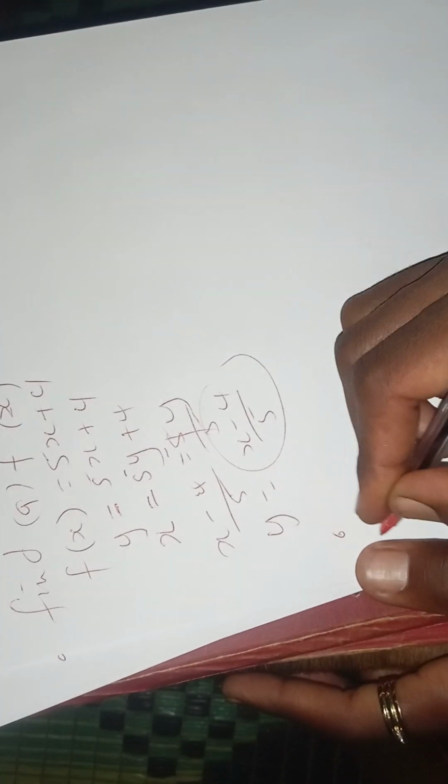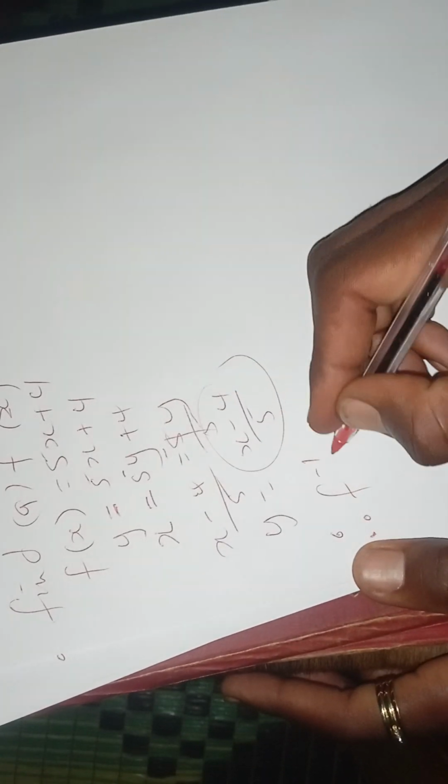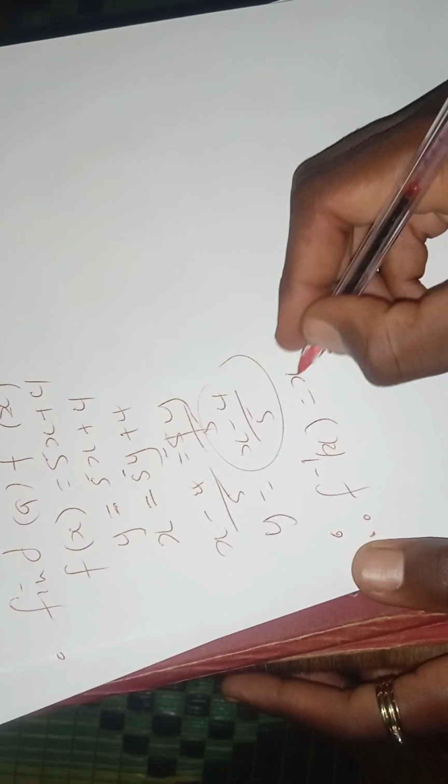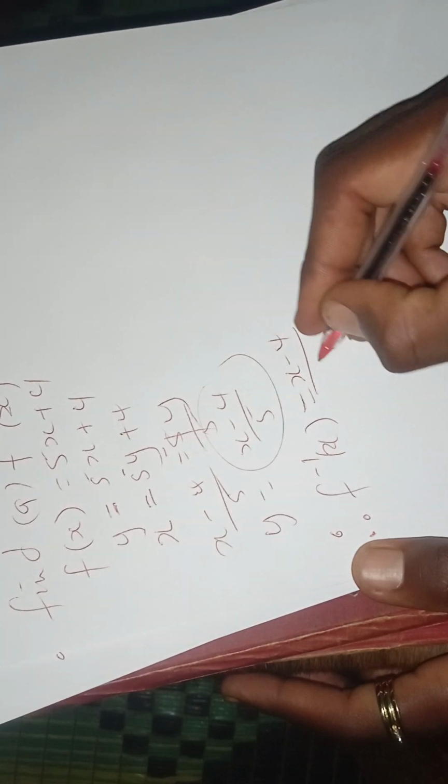So this is the inverse of the function, and we denote it by saying f inverse of x is equal to x minus 4 over 5. This is the inverse of that function.